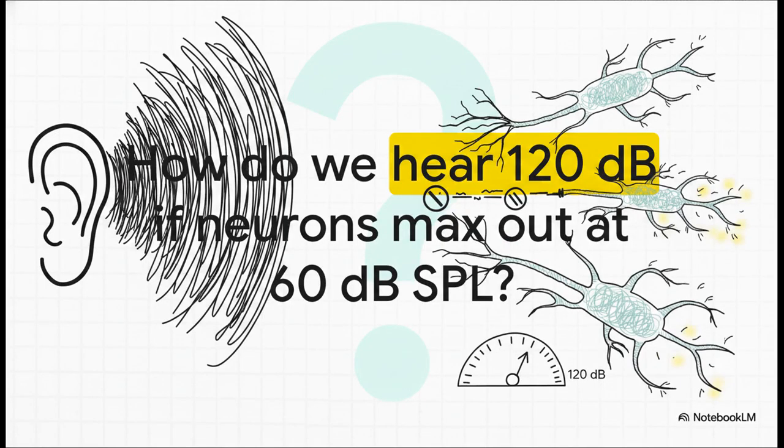And right here is where we hit the wall. Here is the big dynamic range problem. If human listeners can brilliantly discriminate pure tones up to 120 decibels, how is that physically possible when the vast majority of our auditory nerve fibers completely saturate and max out their firing rates at just 60 decibels? Literally, most of your neurons physically cannot fire any faster once a sound hits that 60 decibel mark. They're totally tapped out. So how on earth is your brain detecting subtle volume changes at 100 or 120 decibels?